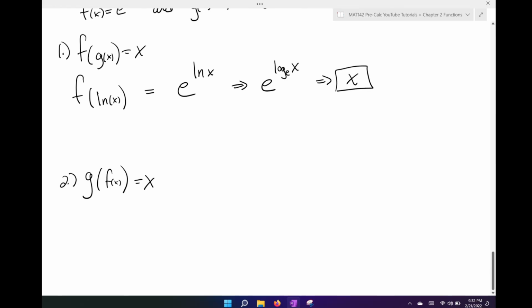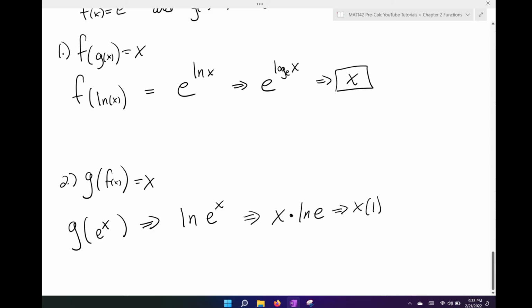For part 2, we're going to do g of e to the x. Now we know this is going to be the natural log of e to the x. Using our properties of logs, we can pull the x out front to make this x times the ln of e. And by definition, the ln of e is equal to 1, and x times 1 is x. So once again, we definitely got the outputs of x, so we know these two functions are inverses of each other.